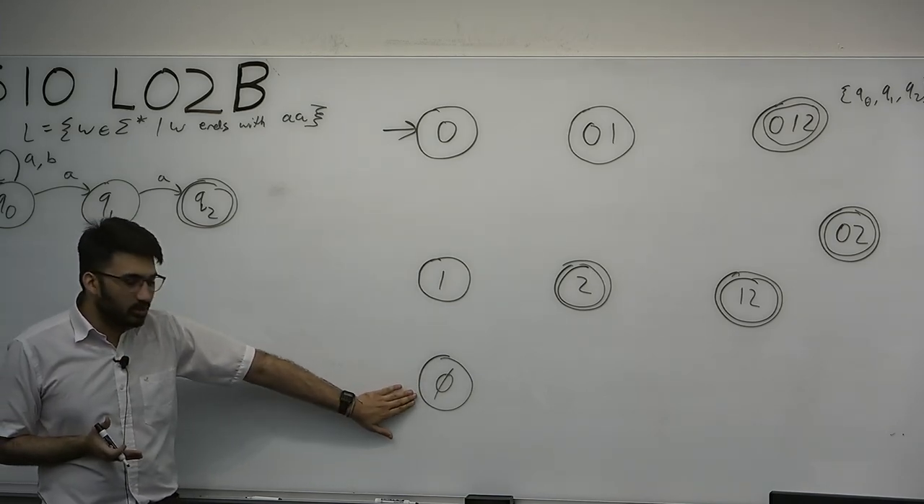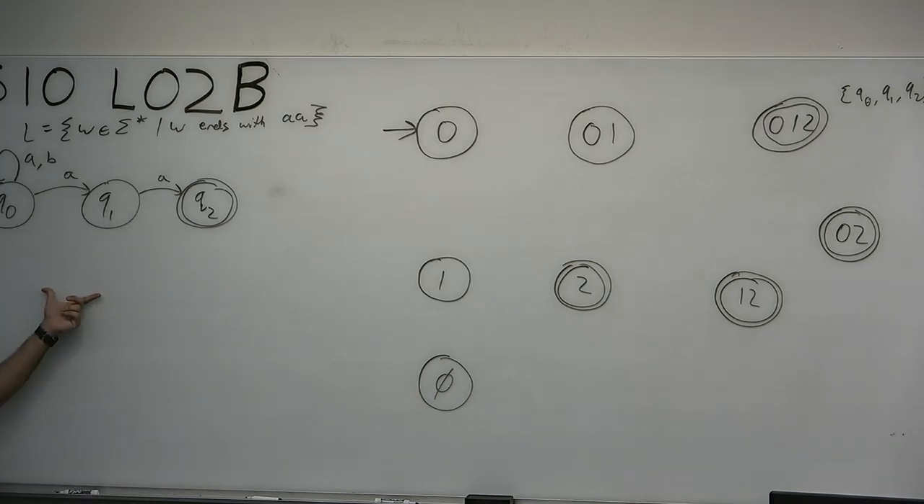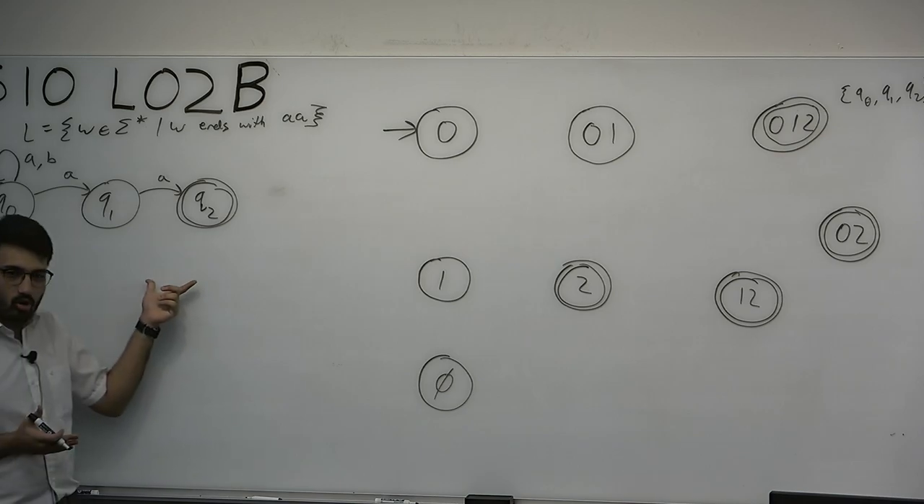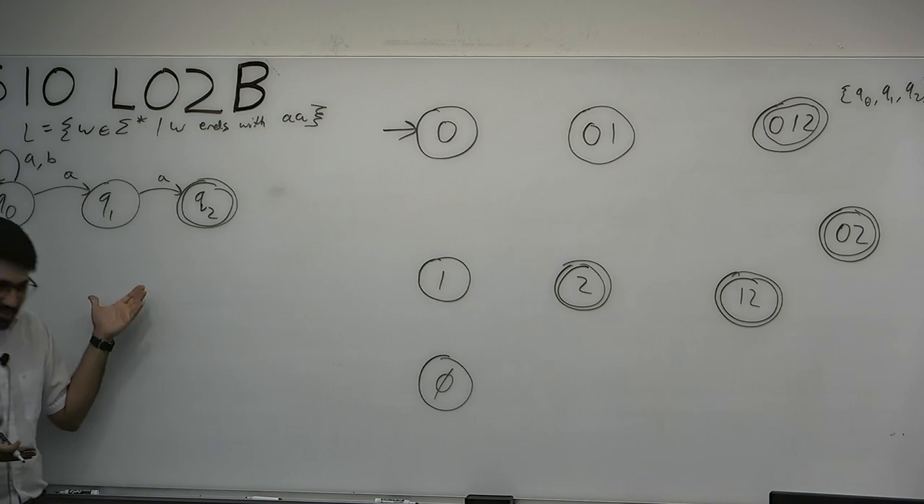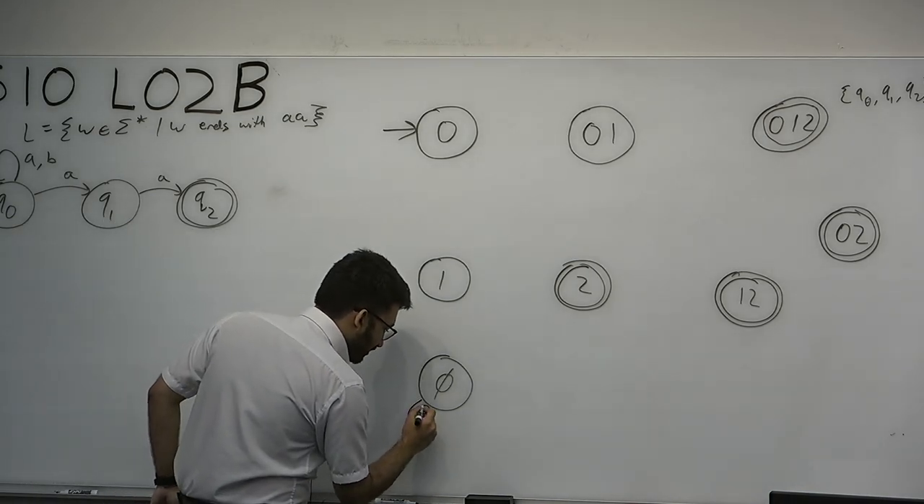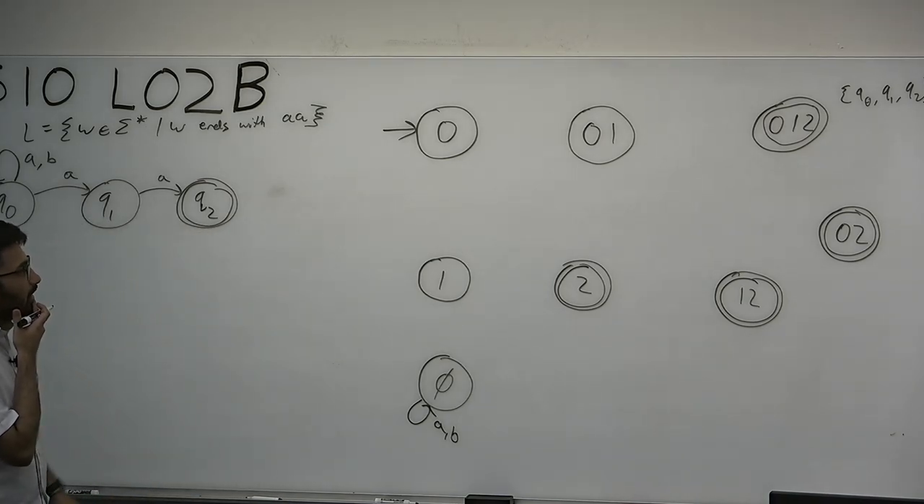By the way, let's just do this one now. If you're at none of the states at the same time, where can you go if you see an A? Where can you go if you see a B? Nowhere, exactly. So we'll just get that one out of the way. That's our little purgatory.